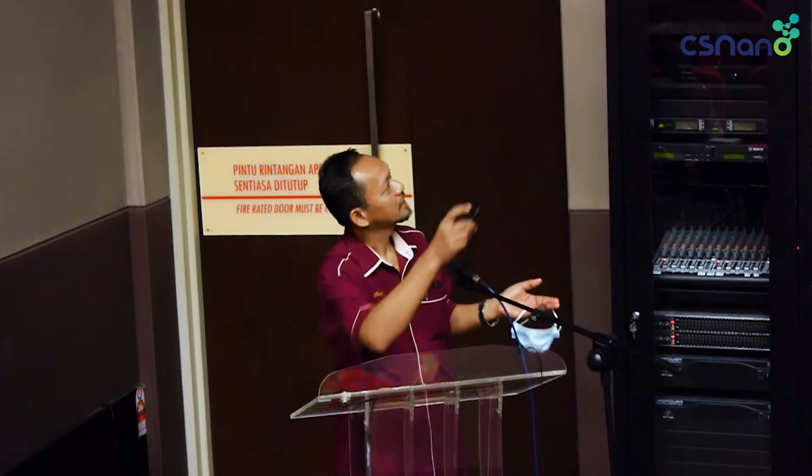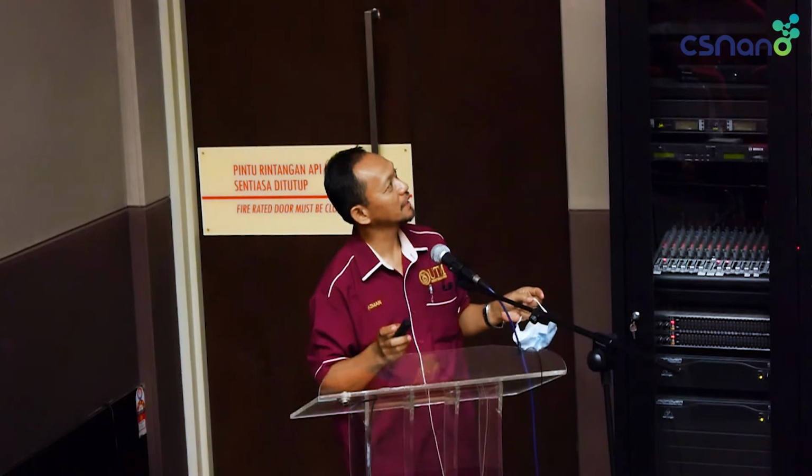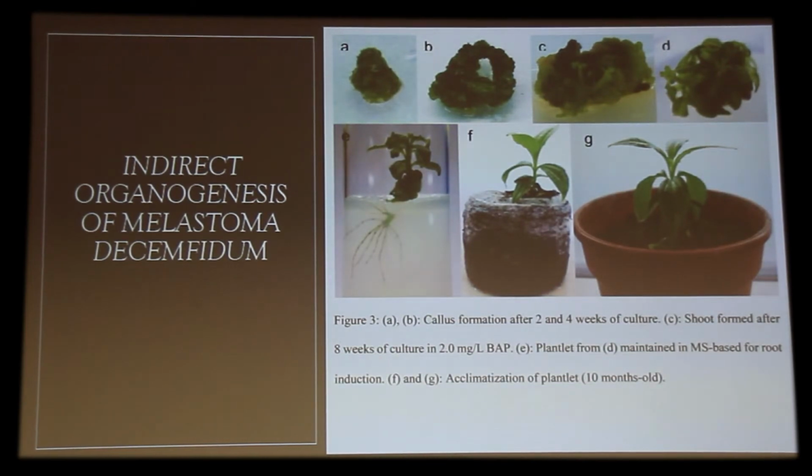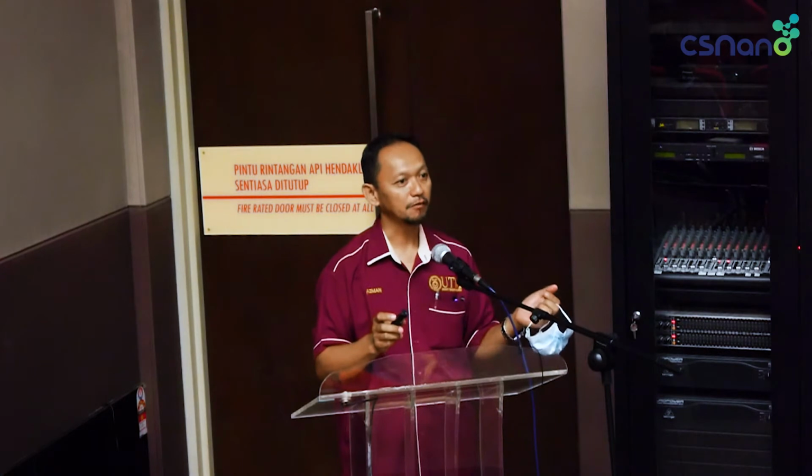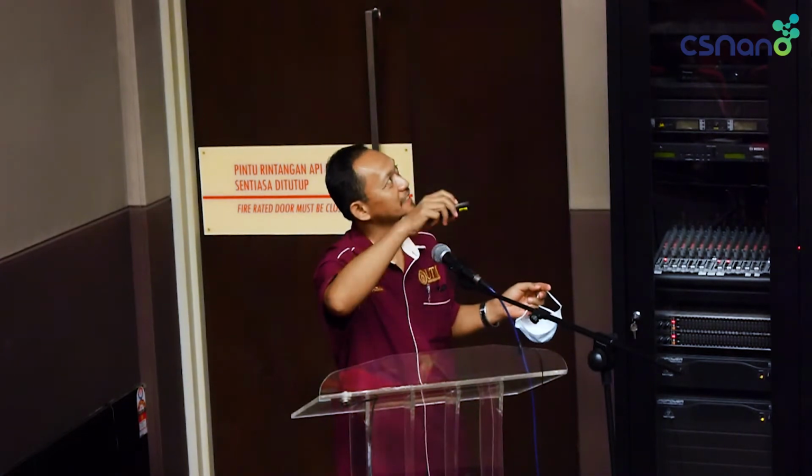So this is a complete set. That means from the leaf, you have a plant. And then you also need to show that the plant can grow in a normal pot. If that plant survives, that means you complete the cycle. It's possible. For certain reasons, you don't have to complete the cycle. You may stop at any point. If you intentionally want to produce shoots, you just focus on producing shoots. If you are producing roots, then you just focus on the roots.